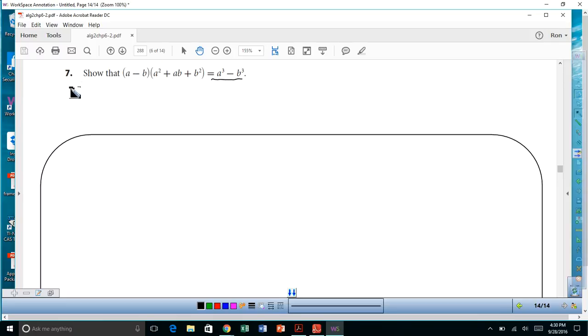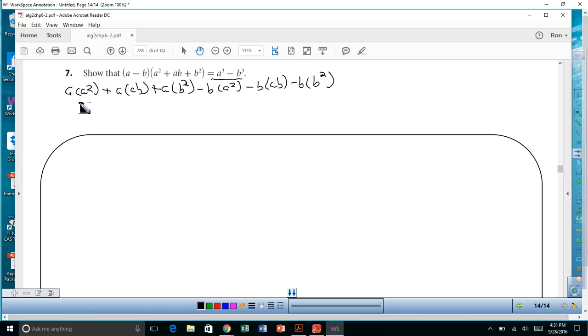So you got a times a squared plus a times ab plus a times b squared, and then minus b times a squared minus b times ab minus b times b squared. This one seems a whole lot simpler after that last one, doesn't it? Let's look and see what we got here. We got to do the arithmetic.